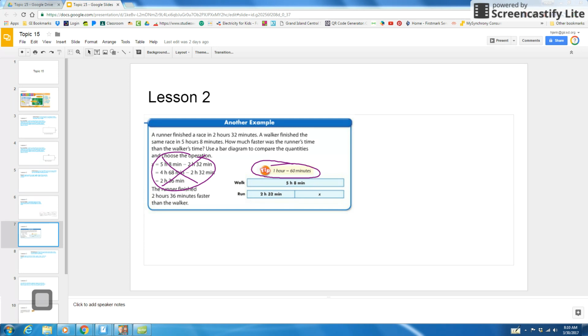We cannot just on paper put 5 hours, 8 minutes minus 2 hours, 32 minutes. It will not work. My suggestion is to always take what they give you and turn it into one consistent unit. And I'm going to say let's work everything into minutes. So if I know that 1 hour is equal to 60 minutes, let's find out how many minutes are in 5 hours. So I could take my 60, multiply times 5, because I'm going from a big to a small unit, right? Remember, big to small, we multiply.